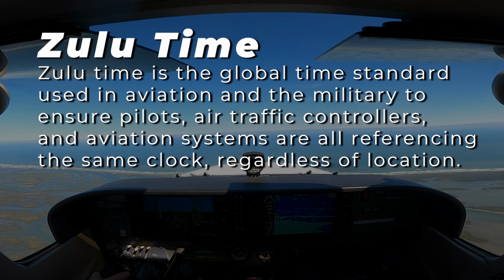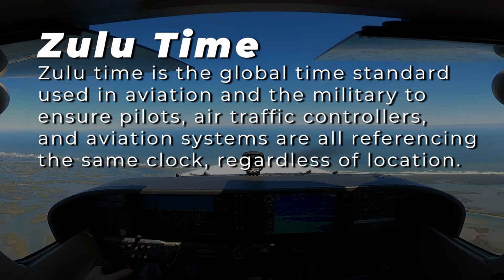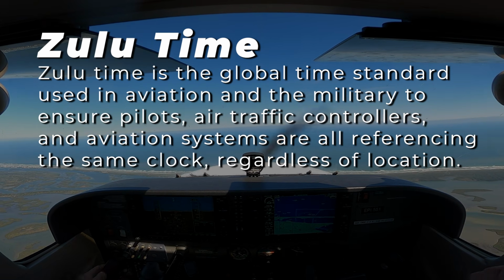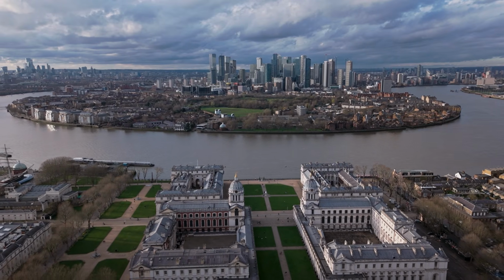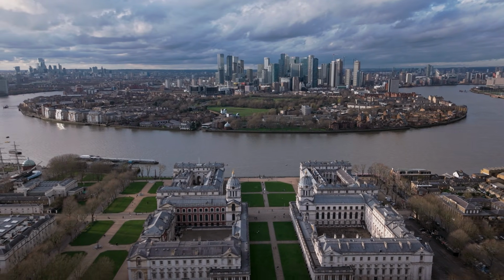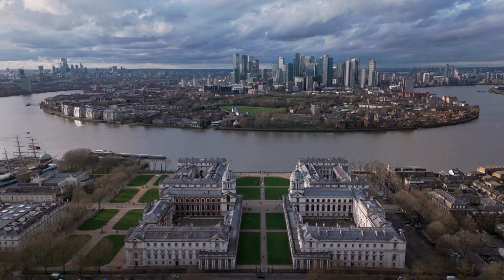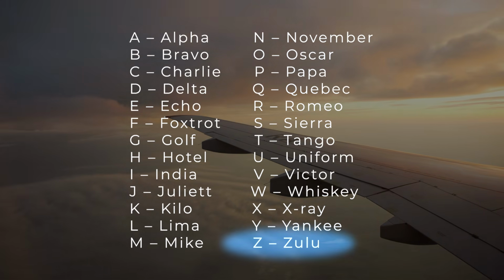Zulu Time is the global time standard used in aviation and the military to ensure pilots, air traffic controllers, and aviation systems are all referencing the same clock, regardless of location. Zulu Time is simply another name for Coordinated Universal Time, or UTC, which is measured from the prime meridian located in Greenwich. The name comes from the NATO phonetic alphabet, where the letter Z is pronounced Zulu.